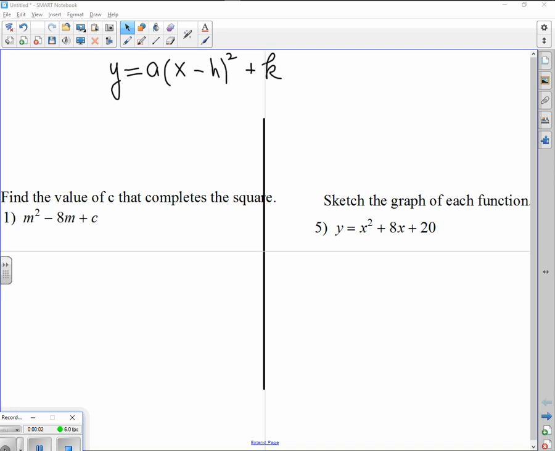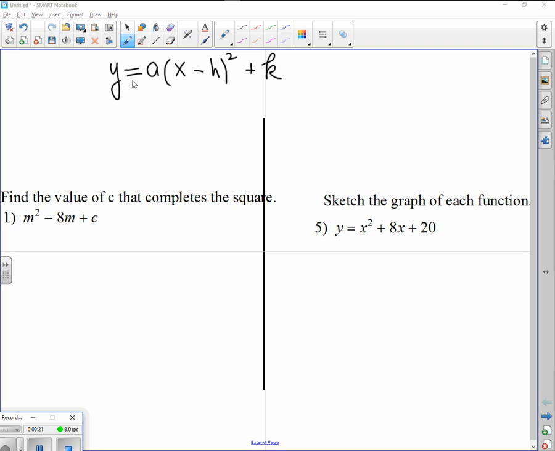Okay, this video is on graphing quadratics. What we learned before is how to graph using this form. Now, graphing this equation is very, very simple. If they give you the equation in this form, it's an easy parabola problem.